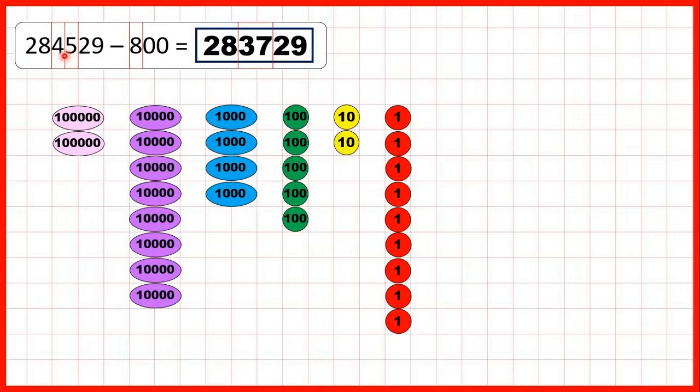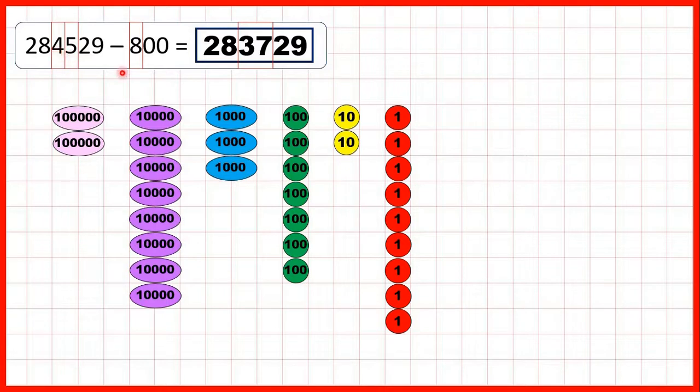Then we had 284,529, which we've shown here using place value counters. We needed to subtract 800. Now we can subtract 500 counters, then exchange, then subtract 6, 7, 8, so that leaves us with 3 in our thousands and 7 in our hundreds. So that's why our thousands and hundreds digits changed.